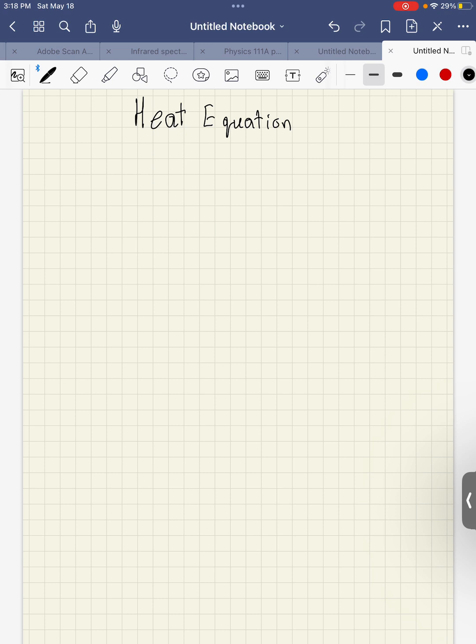The first thing I will start with is the heat equation. Before we talk about the heat equation, I just want to introduce one concept so everyone will be familiar with it. That concept will come up a lot. Some of you might know it, some might not, but the concept is conduction.